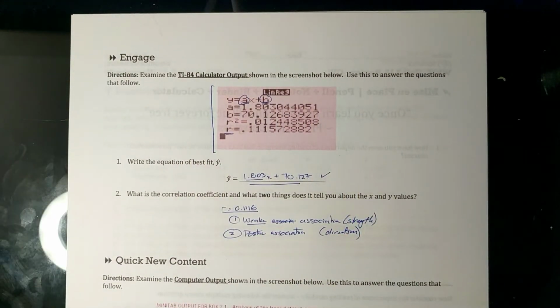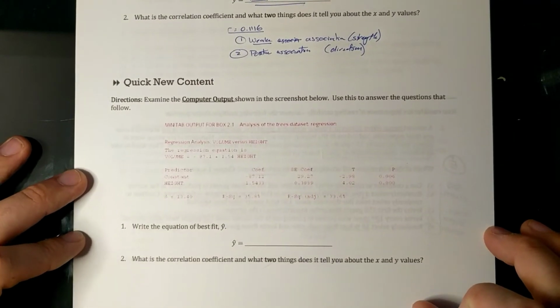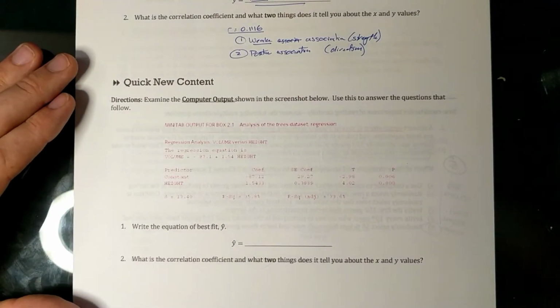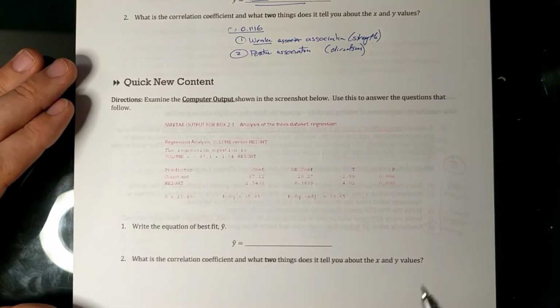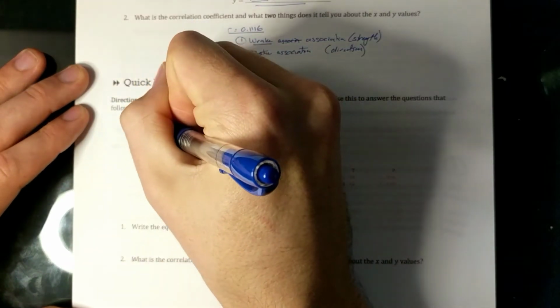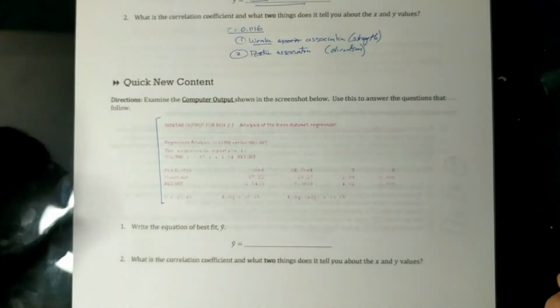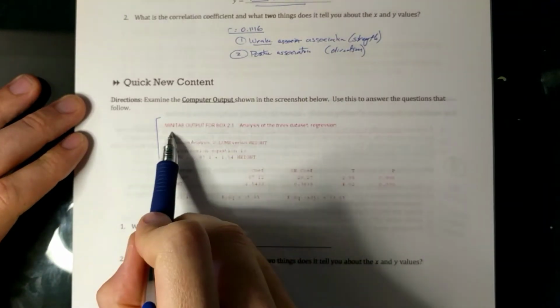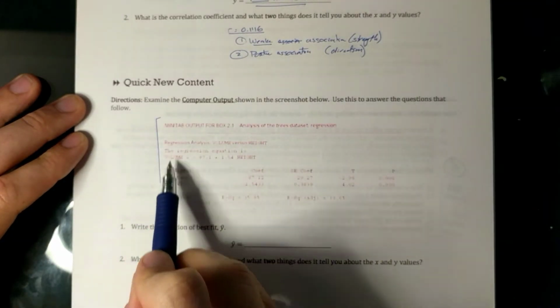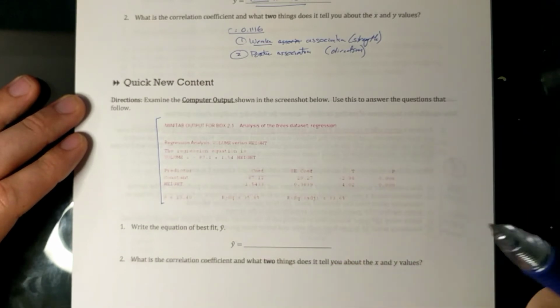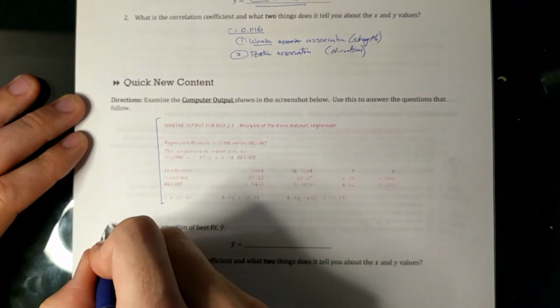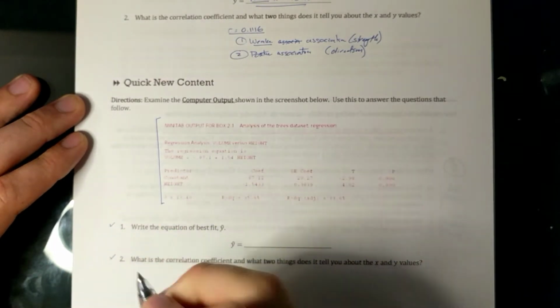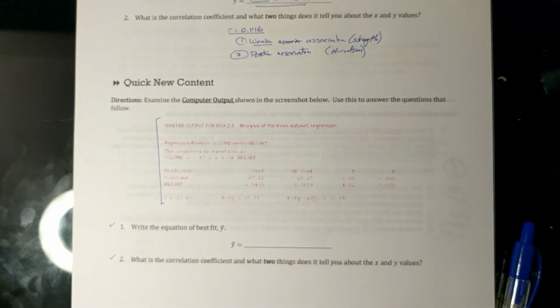We're familiar with that. So the quick new content builds directly off of that, and it is this computer output. With this computer output, it's just another way that a computer might calculate this as opposed to your calculator. On the AP tests and college assessments, you'll see you're just given the computer output here. And then you need to interpret this to answer questions like 1 and 2. So let's dive into that.